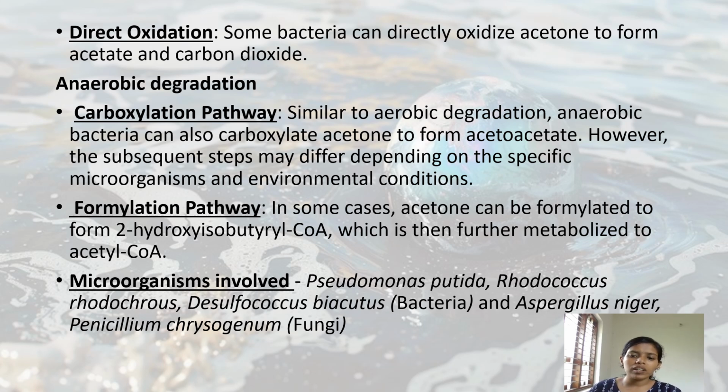In the formylation pathway, acetone is formylated to form 2-hydroxy isobutyryl CoA, which is then further metabolized to acetyl CoA. This acetyl CoA can be incorporated into the TCA cycle or beta oxidation or any other metabolic pathways. The microorganisms involved in this degradation of acetone are Pseudomonas putida, Rhodococcus rhodochrous, Desulfococcus biacutus, which all belong to bacteria, and Aspergillus niger and Penicillium chrysogenum, which belong to fungi.